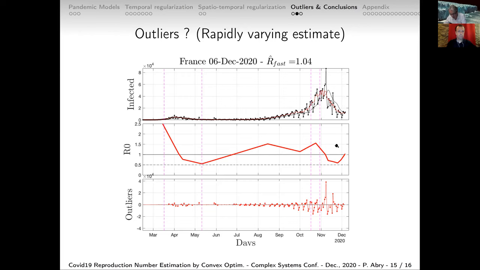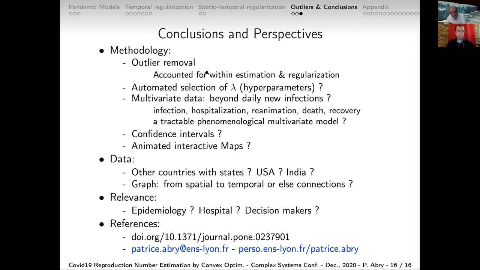Okay, so basically, concluding, we are still working on improving the model, because at the moment I am tuning the hyperparameters by hand. We are trying to produce confidence intervals, and we are improving the interactive and animated maps, and working with data from different countries, both in time and space. The basics of this has been published in this paper at PLOS One, and the animation and outlier part is still unpublished. It's in progress, and all the results are available on a daily basis, updated on my webpage. Thank you very much.